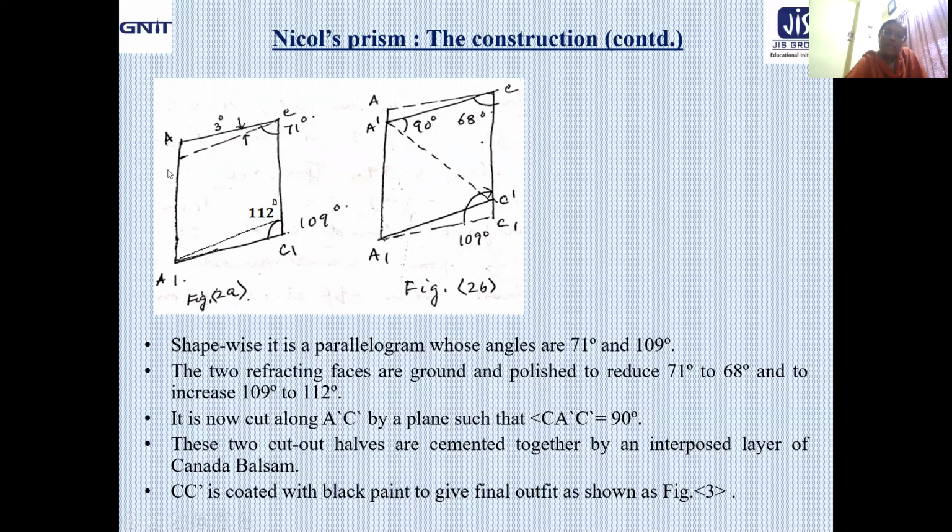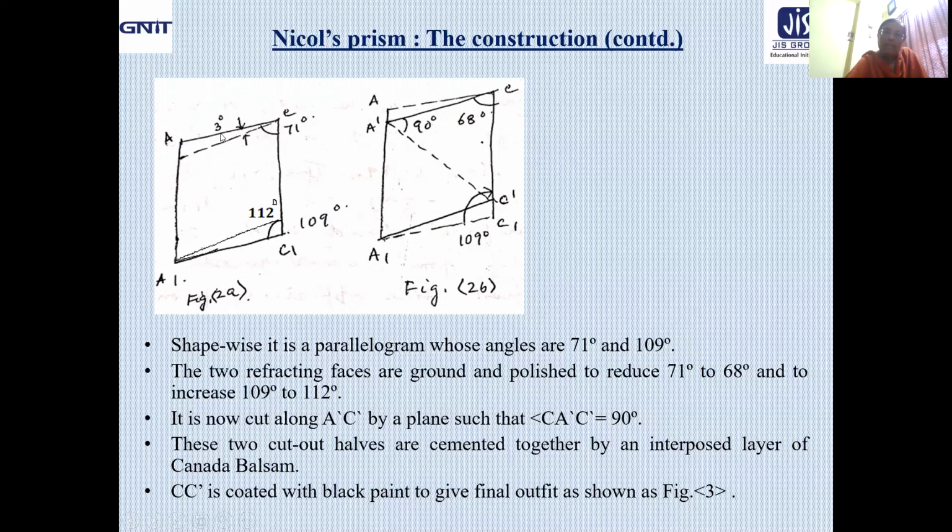The principal section of the rhombohedral which is chosen is of the shape of a parallelogram whose angles are 71 degree and this is 109 degree, because you know their sum must be 180 degree. Okay. Now there are two refracting faces. One is AC, other is A1 C1. That means the top surface and the bottom surface. Now these two refracting faces are ground and polished.